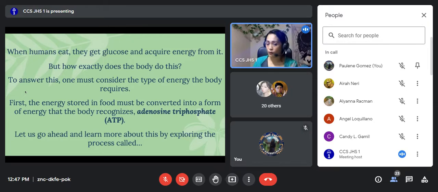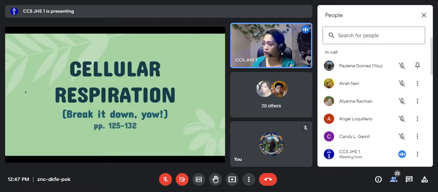So let's now explore how this process is done. For our session this afternoon, we'll focus on the process called cellular respiration. It is focused on breaking down certain substances for use. This is found on our textbook, pages 125 to 132. So please take note, these are the pages where you can find this particular topic.